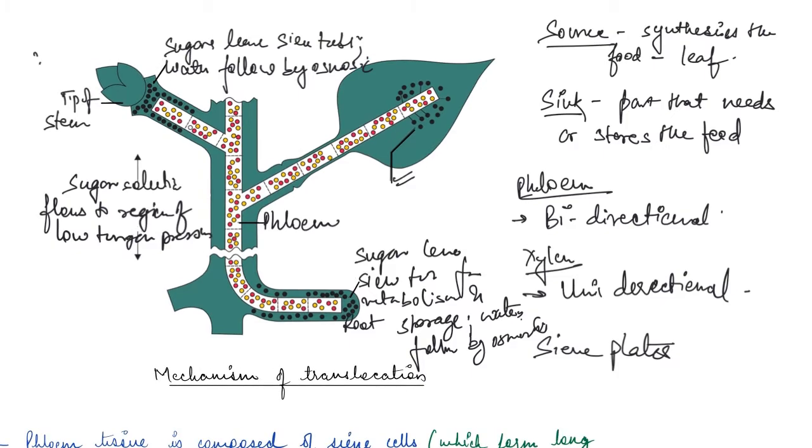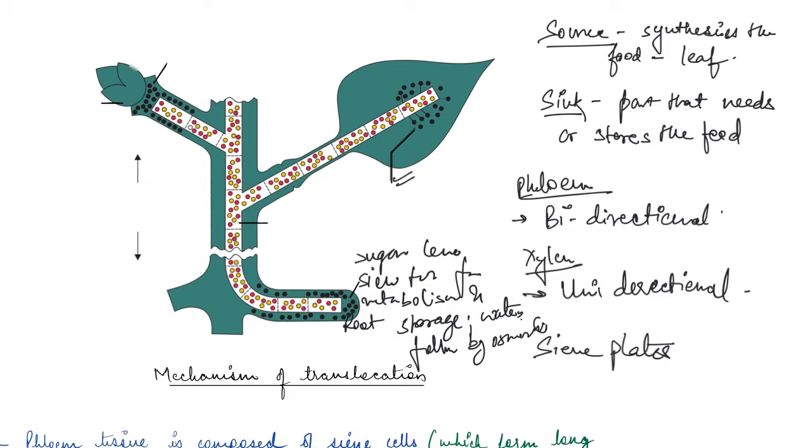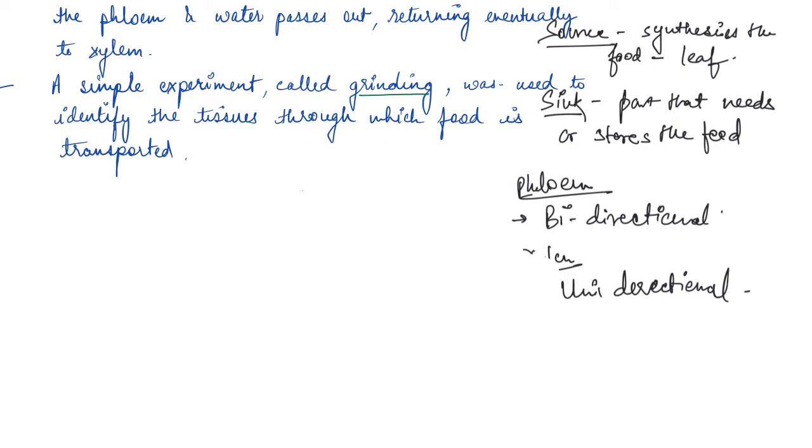Okay? So basically, guys, there is a simple experiment which is known as girdling, through which we can identify the tissues through which food is transported. Rings are formed on the trunk of a tree, up to a depth of the phloem layer, and the phloem layer can be carefully removed.